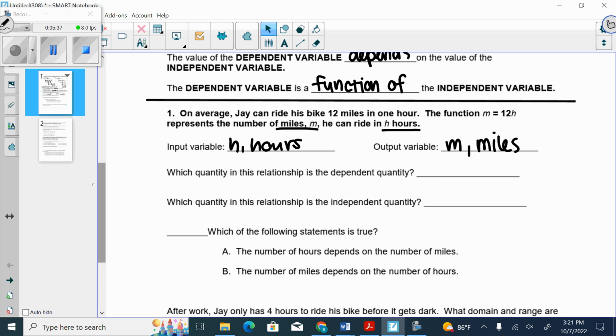All right? Okay, it says which quantity in this relationship is the dependent quantity? Well, is input or output the dependent? So look up above at those definitions. Which one says output?